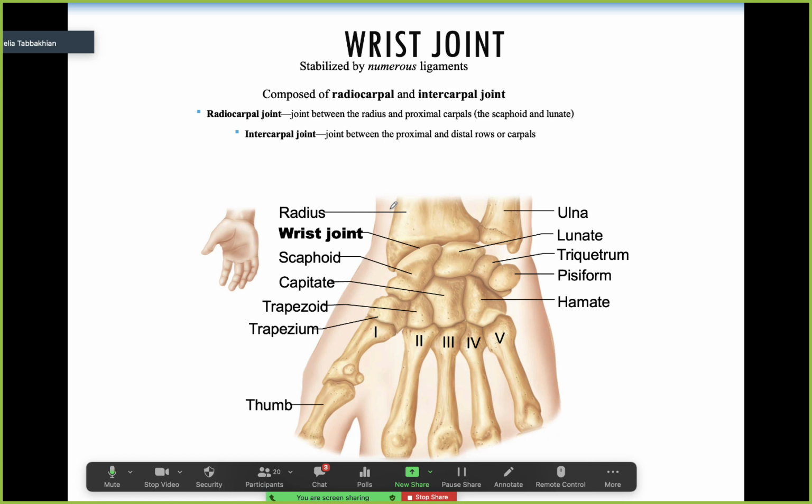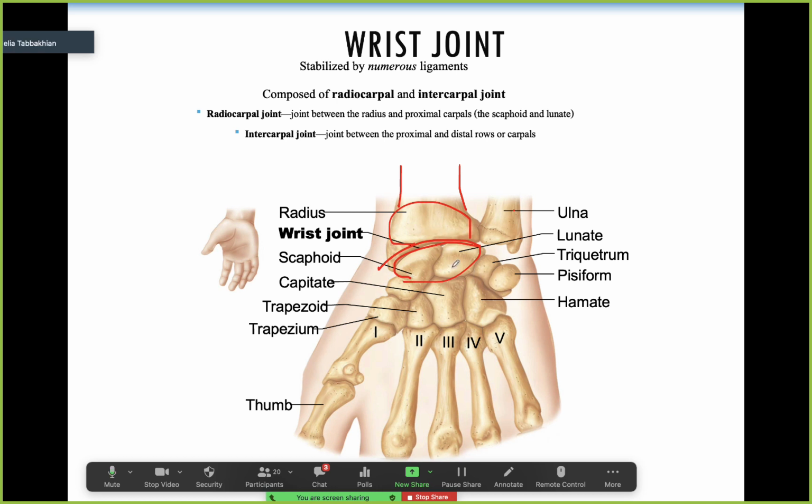Your wrist joint, if you remember, I said the radius is what actually creates the wrist joint. The ulna doesn't actually have anything to do with your wrist. The ulna has to do with your elbow. So what is the radiocarpal joint? Well, it's the radius interacting with the carpals. That is your radiocarpal joint.